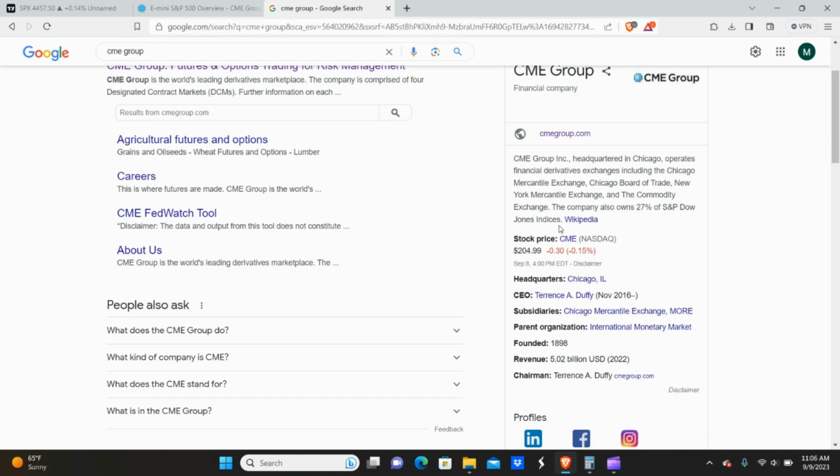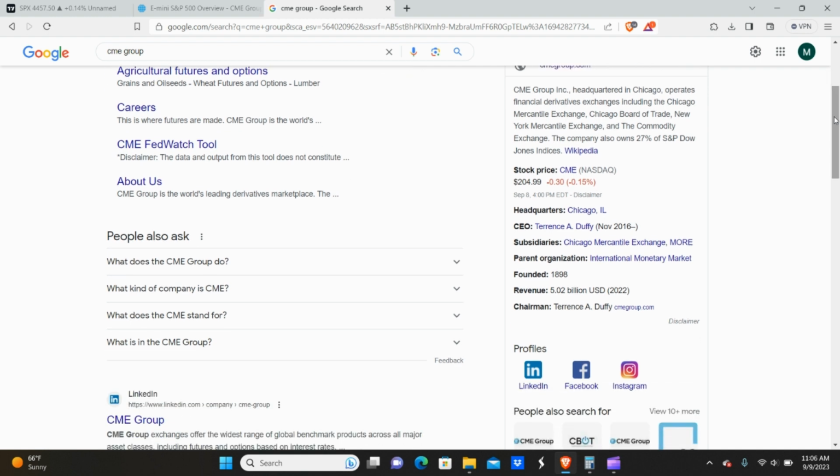So the CME Group is basically headquartered in Chicago. It operates financial derivatives exchanges, including the Chicago Mercantile Exchange, Board of Trade, New York Mercantile Exchange, and the Commodity Exchange. And the company also owns 20% of the S&P Dow Jones. So these guys are kind of a big deal, okay? They were founded in 1898.